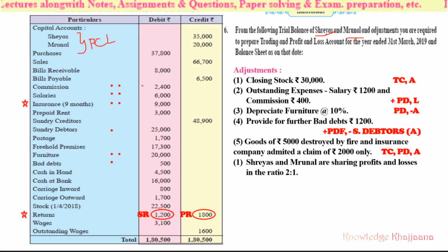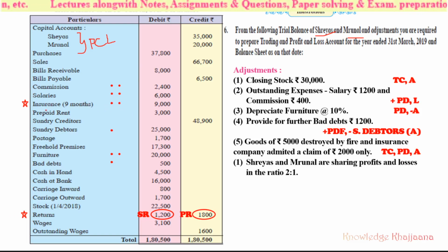See, here commission is given on the debit side, right? Commission on the debit side means this is commission given, commission paid. So commission paid will come to the profit and loss account debit side. Salaries paid, profit and loss account debit side. Insurance for 9 months in the debit side, that is profit and loss account debit side.